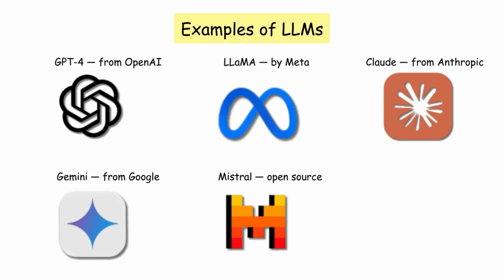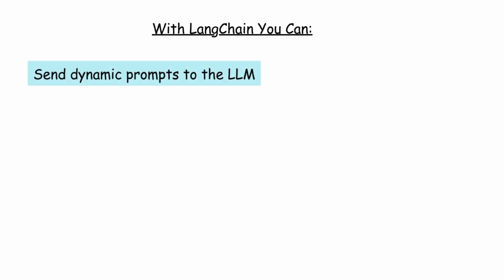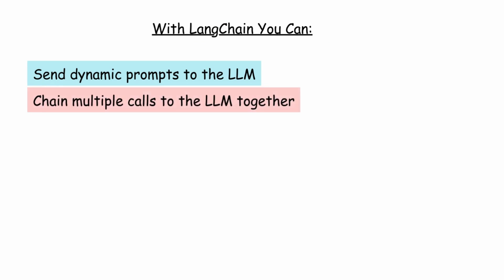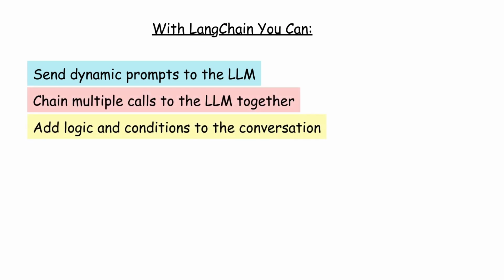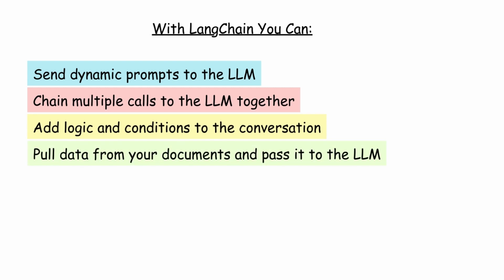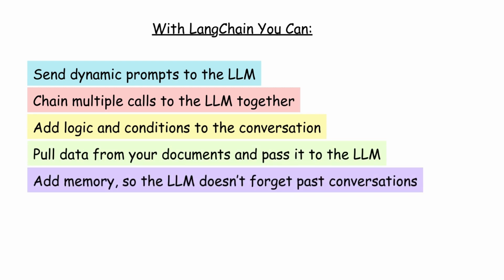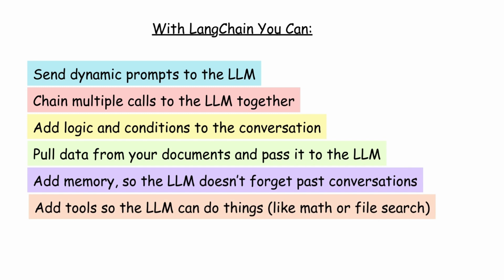Now, what does LangChain do with these LLMs? When you use LangChain, you're not just talking to a model. You are building workflows around that model. LangChain will let you send dynamic prompt to the LLM, chain multiple calls to the LLM together, add logic and conditions to the conversation, pull data from a document and pass it to the LLM, add tools so that the LLM can do things like math or file search, add memory so that the LLM doesn't forget past conversation. So while the LLM is the brain, LangChain is actually the one in charge of these workflows.